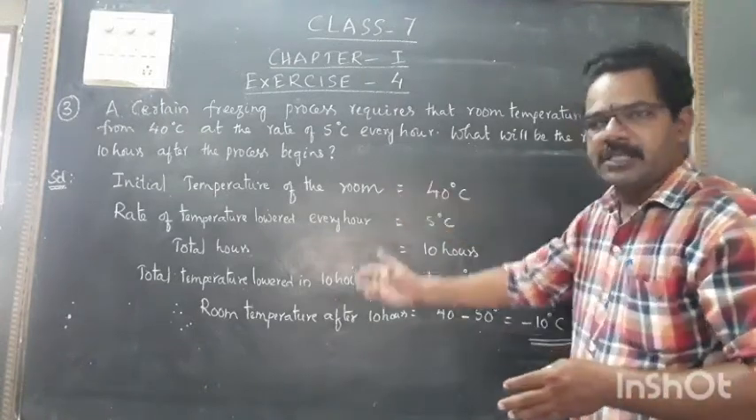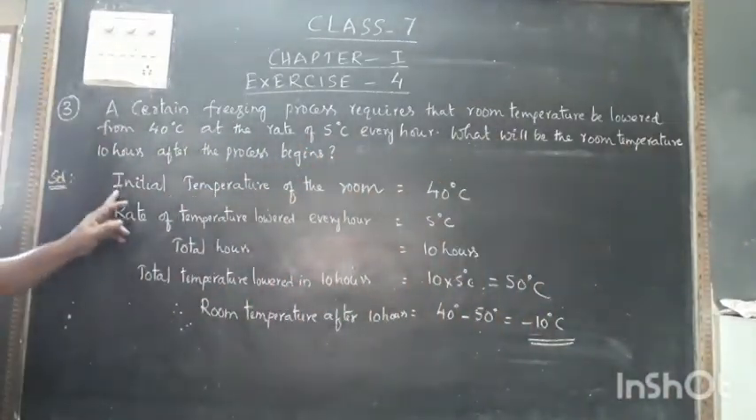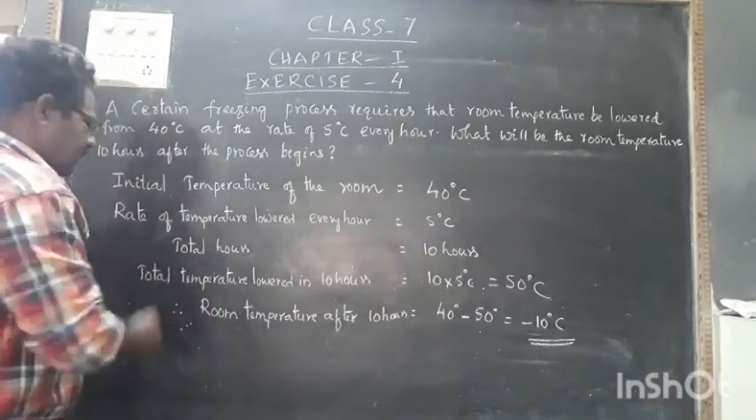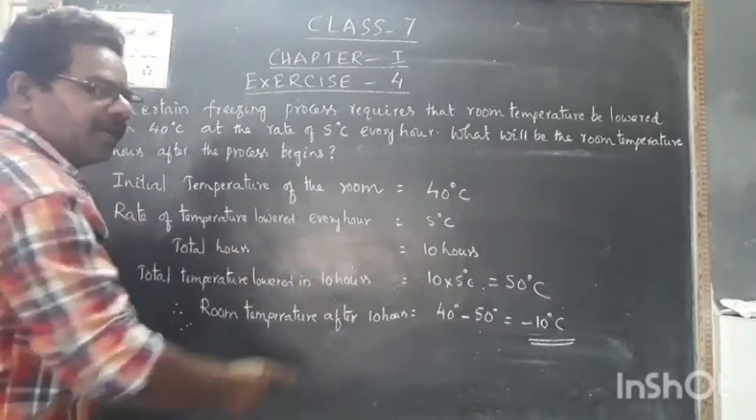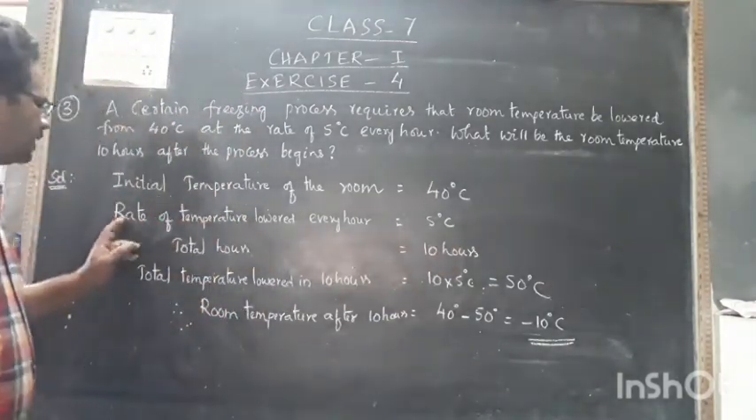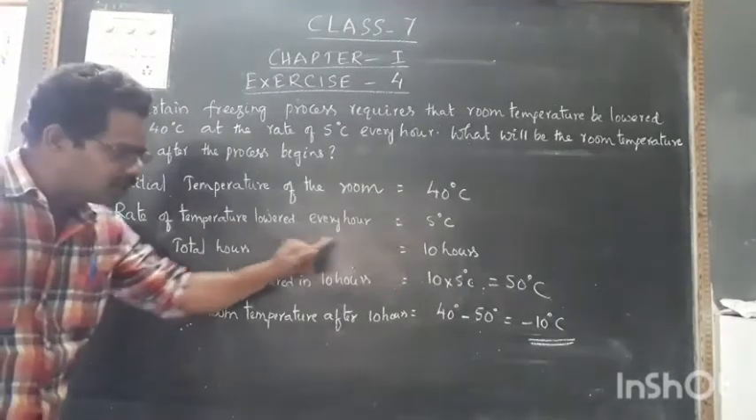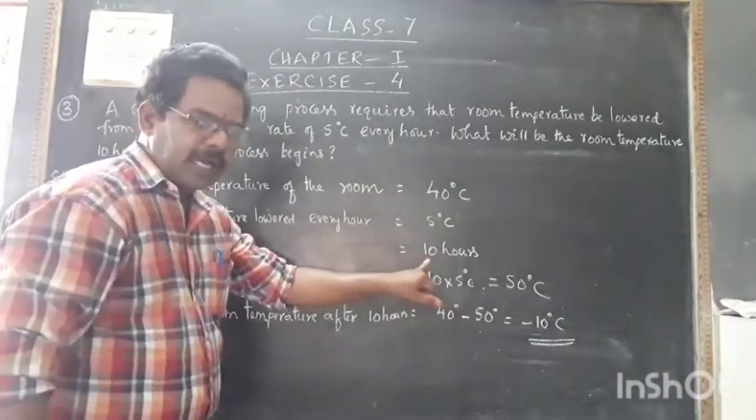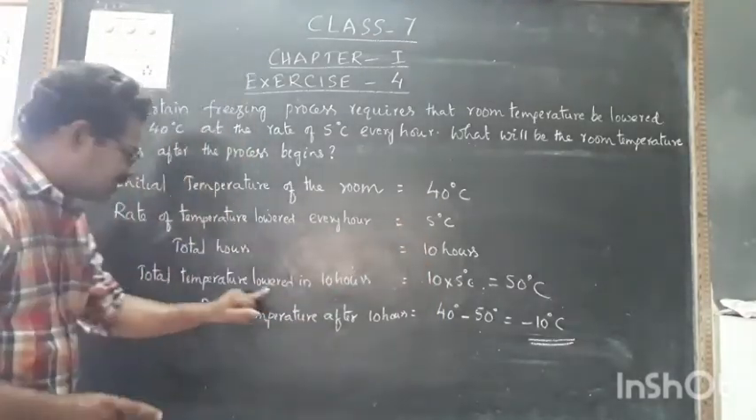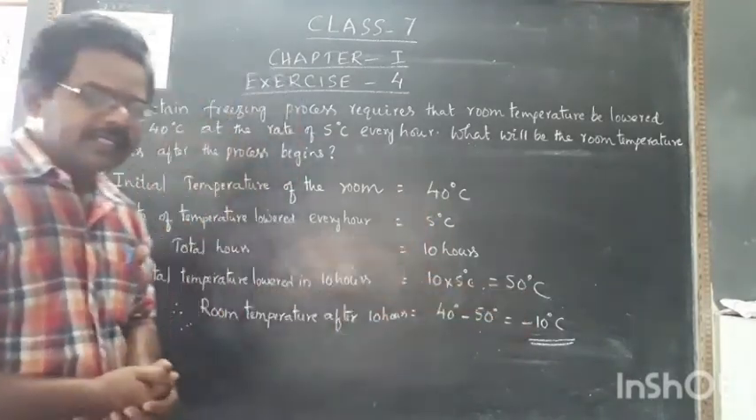But here, by using the working, what we have to do is: first, the initial temperature of the room is equal to 40 degrees centigrade. The rate of temperature lowered every hour is 5 degrees centigrade. Every hour we are decreasing the temperature by 5 degrees centigrade. Total hours is equal to 10 hours. So total temperature lowered in 10 hours is equal to 10 into 5, which is equal to 50 degrees centigrade.